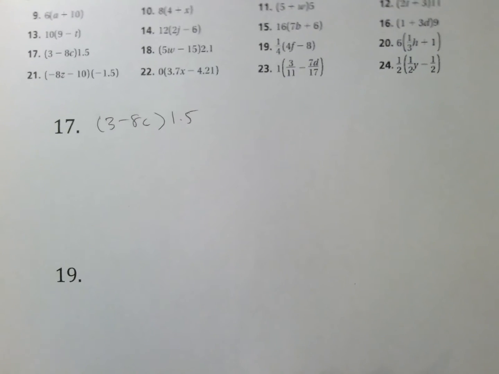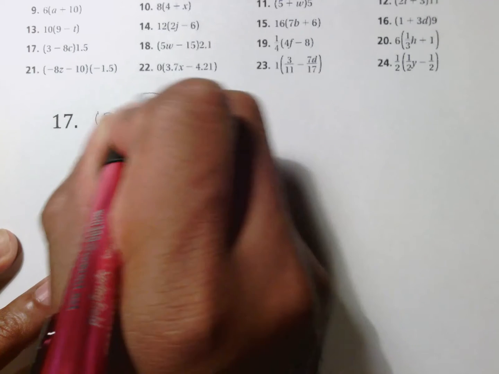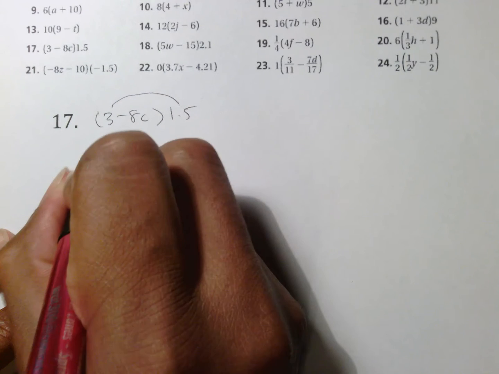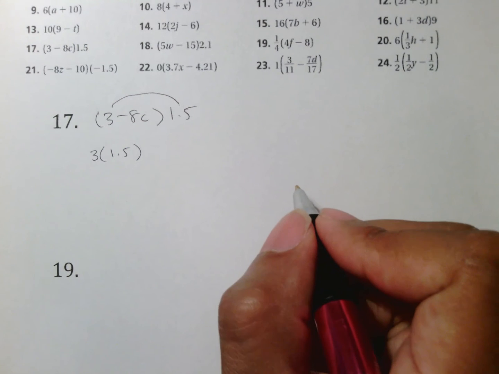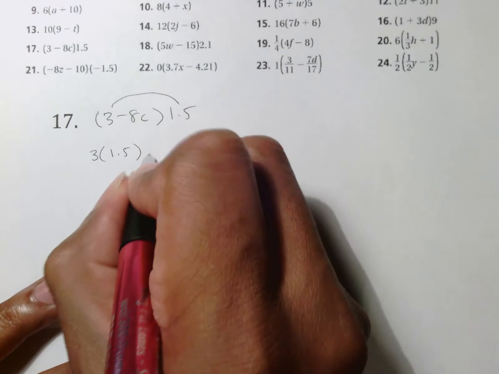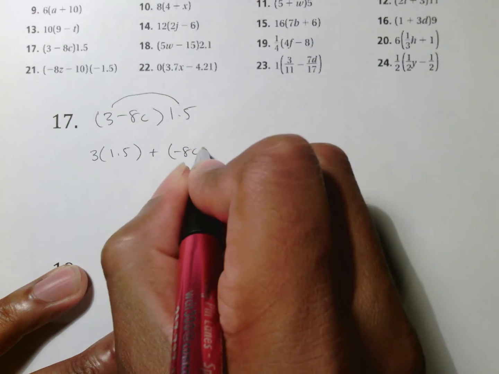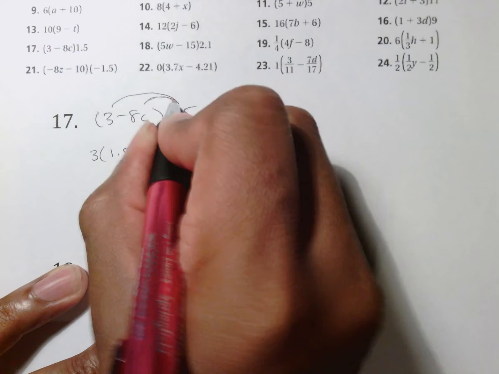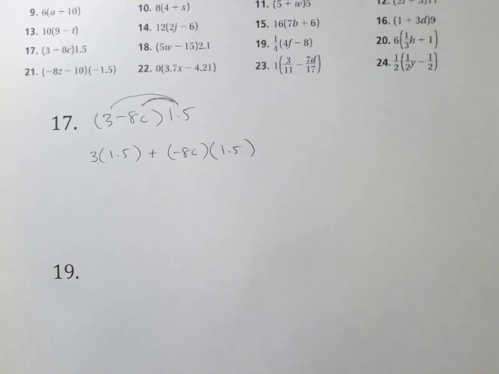I think the best way to do the distributive property is to draw the connections and write it out. So I'm going to connect these two, which means I'm going to do 3 times 1.5. I myself always like to use a plus so that I don't get confused, so I use a plus to connect it, and then I just put negative 8c on the inside of one parentheses, and I multiply that with what's on the outside, which is 1.5 again.